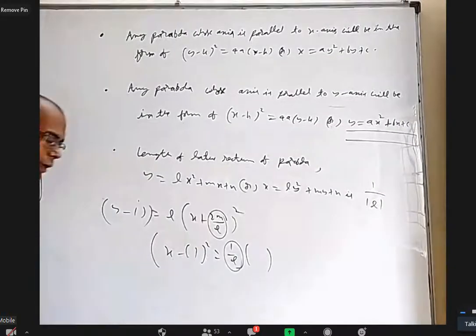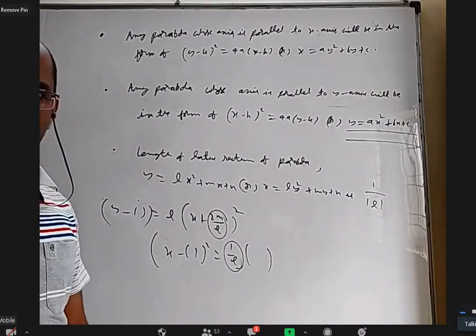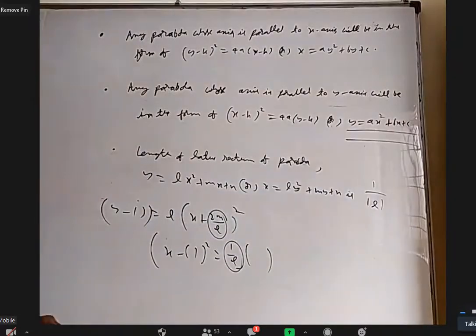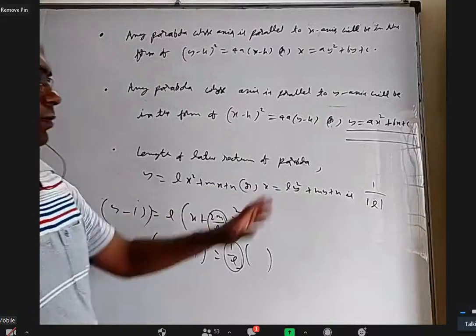Is this not 4a? And 4a is the length of latus rectum. So that's why directly it is 1 by mod L. Same thing here. All right.